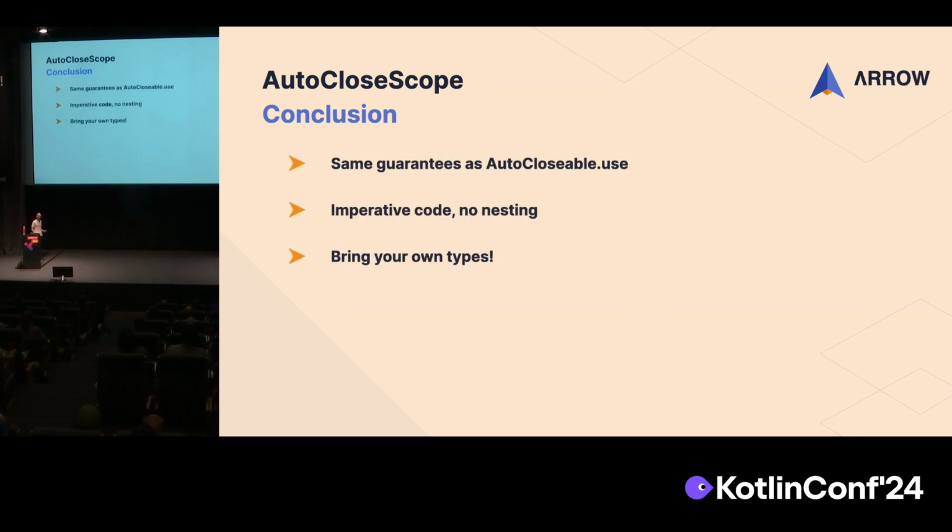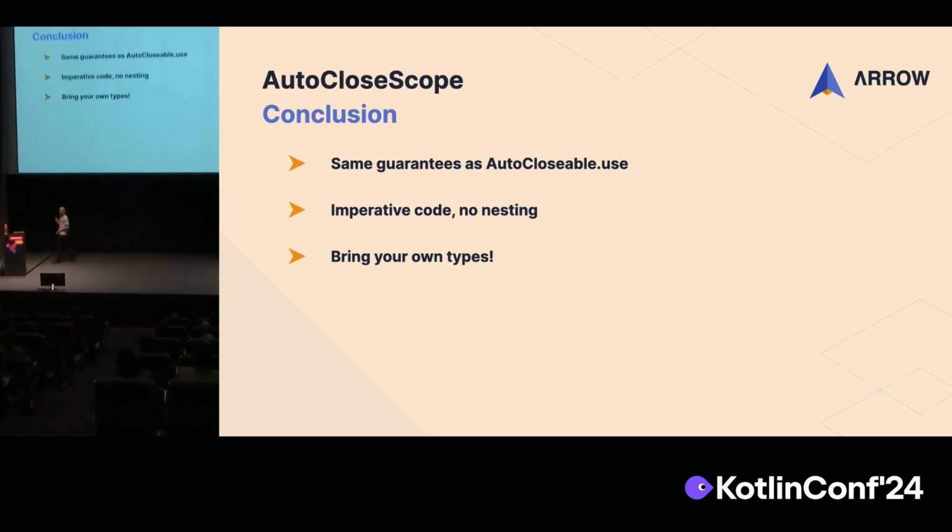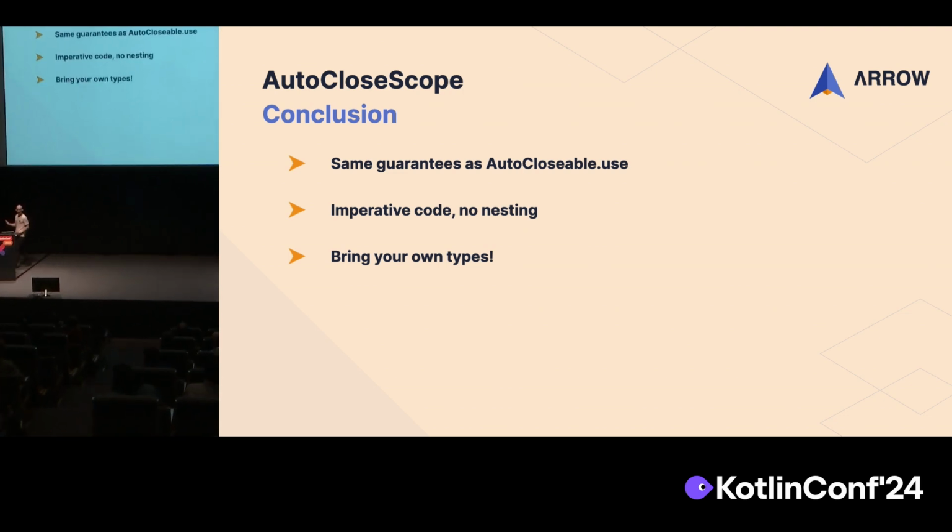So to conclude, the AutoClose scope DSL gives us the same guarantees as autoclosable.use, but it allows us to write imperative code without nesting. It allows you to integrate your own third-party types without wrapping or implementing the autoclosable type. It's a very small and concise module with no dependencies, and it is really feature-focused.